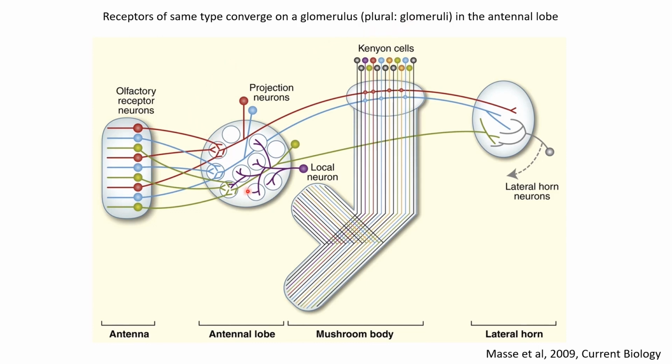Now within the antennal lobe, there are two types of neurons that are present. The neurons that are present only within the antennal lobe are known as local neurons. So these neurons provide lateral connections between different glomeruli. And the other major type are known as the projection neurons. So these neurons take information from the antennal lobe to higher brain areas. These higher brain areas are the mushroom body and lateral horn.